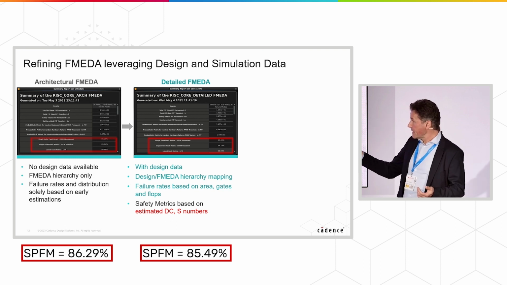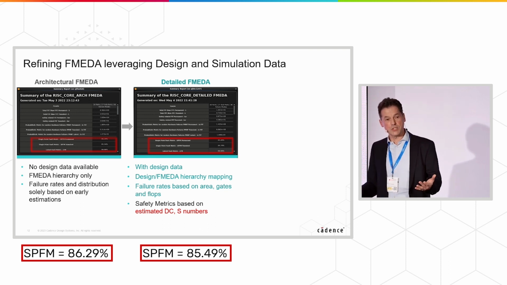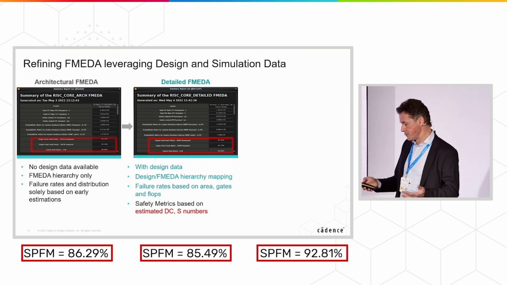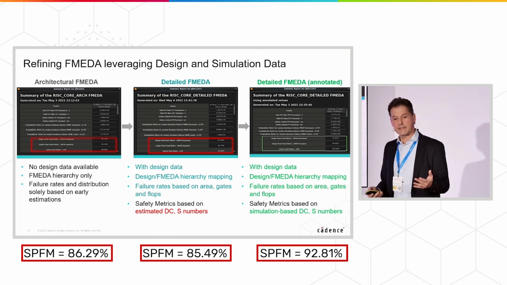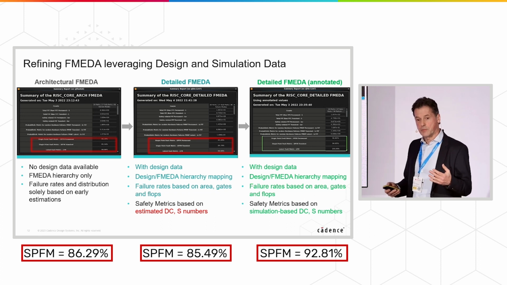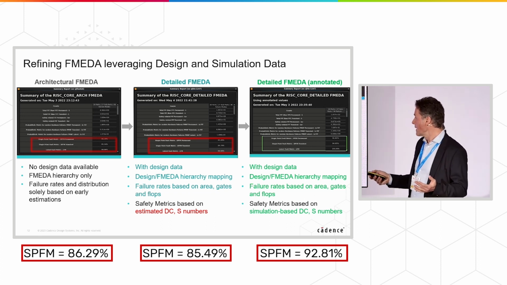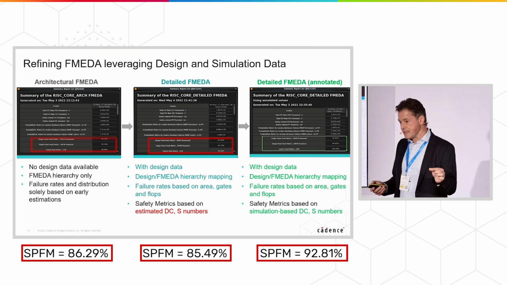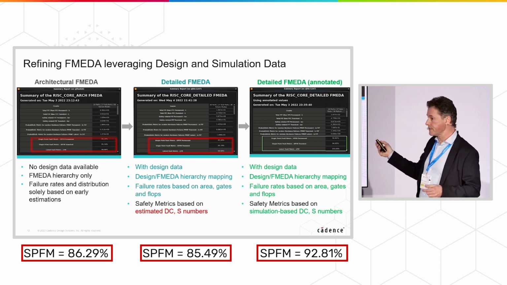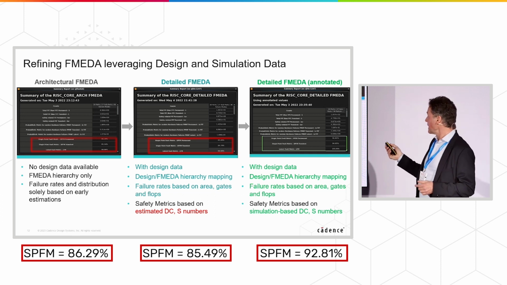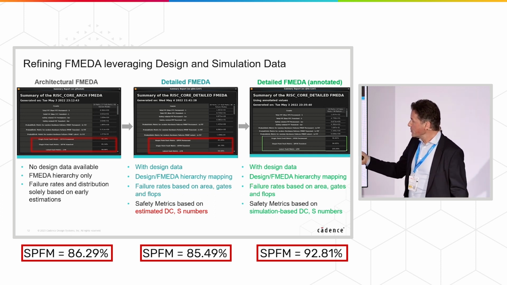But in this case, for the detailed FMEDA, you still do not use simulation-based diagnostic coverage values. And this is the third step. So we start now, after we have set up the FMEDA analysis with our safety verification, and then we get the accurate values for the diagnostic coverage, also for the safe faults, and use this data to recalculate the FMEDA analysis.